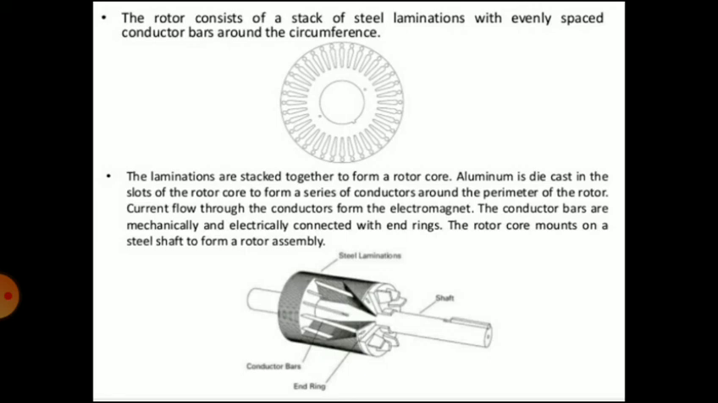The laminations are stacked together to form a rotor core. Aluminium is die-cast in the slots of the rotor core to form a series of conductors around the perimeter of the rotor. Current flow through the conductors forms the electromagnet. The conductor bars are mechanically and electrically connected with end rings. The rotor core mounts on the steel shaft to form the rotor assembly.